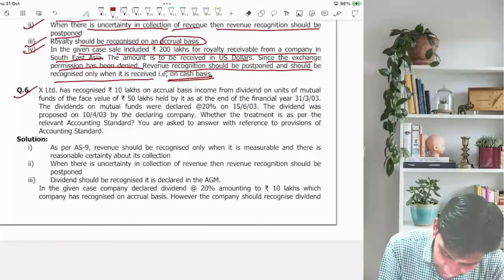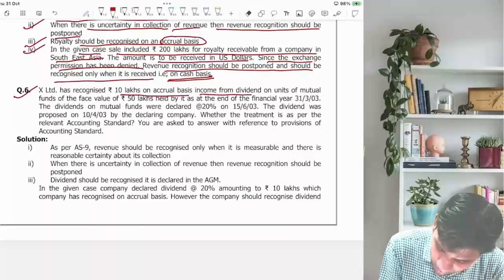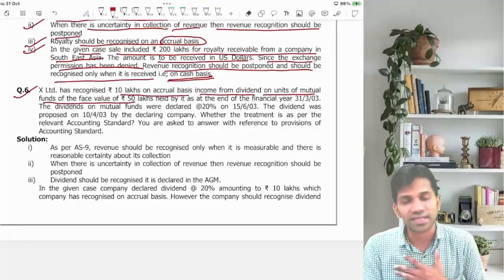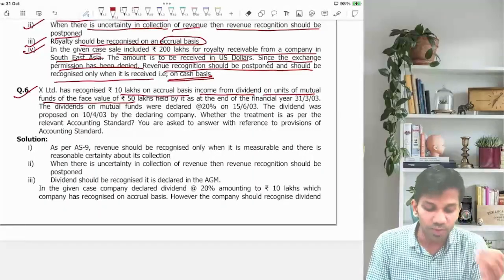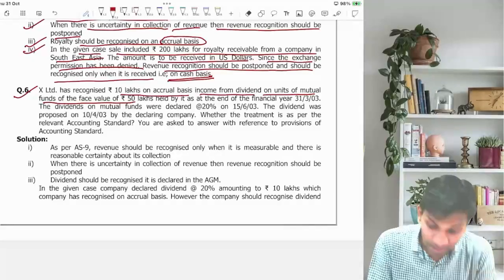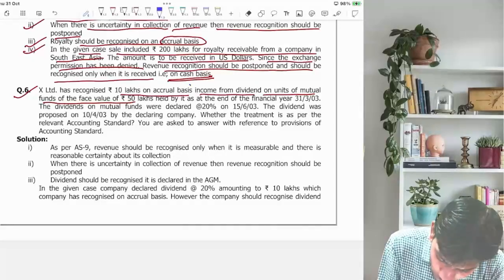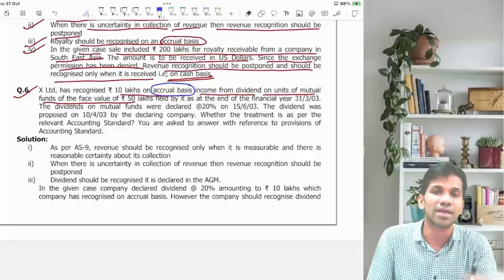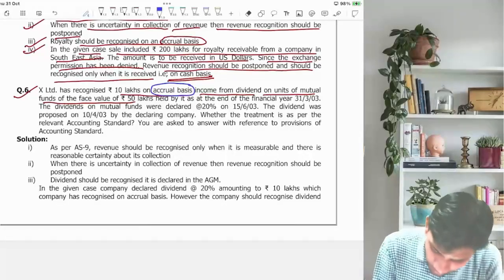X Limited recognized 10 lakhs on accrual basis, income from dividend on units of mutual funds of the face value of 50 lakhs. So we are X Limited, we have received dividend of rupees 10 lakhs and we have recognized the same on accrual basis. Guys, is this correct or wrong? This is wrong because dividend should be recognized when it is declared in the AGM.